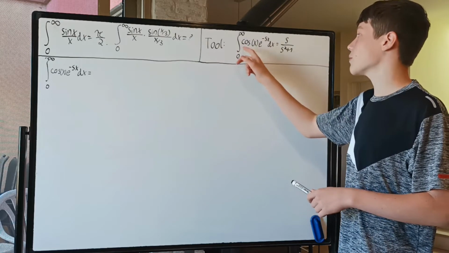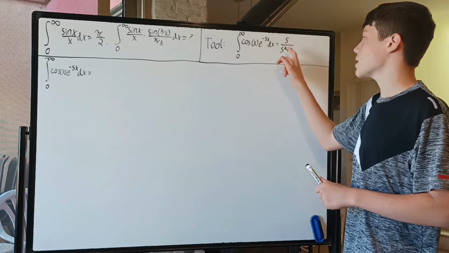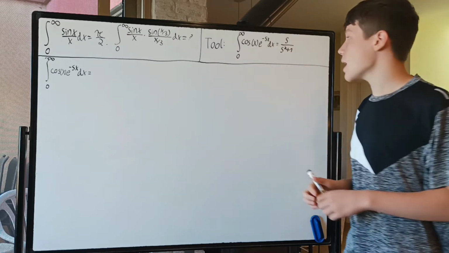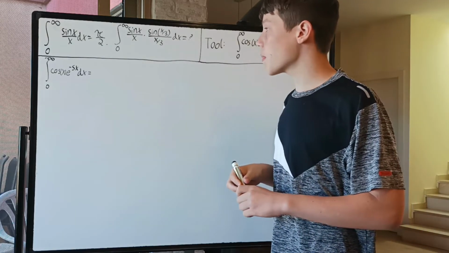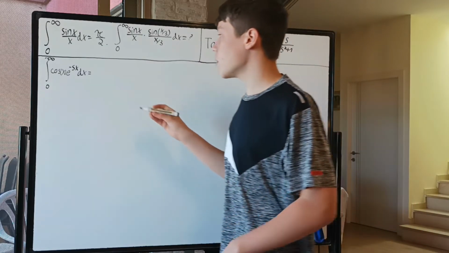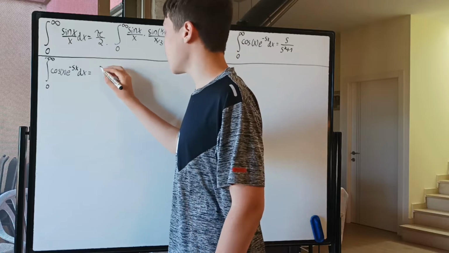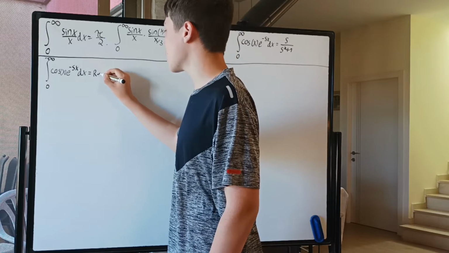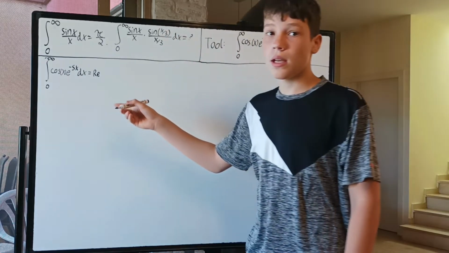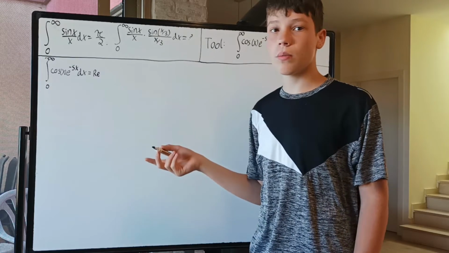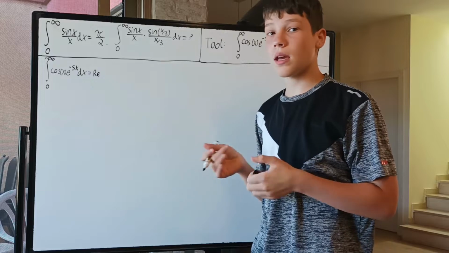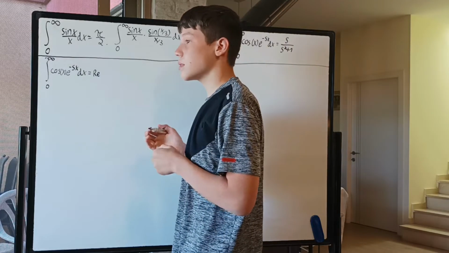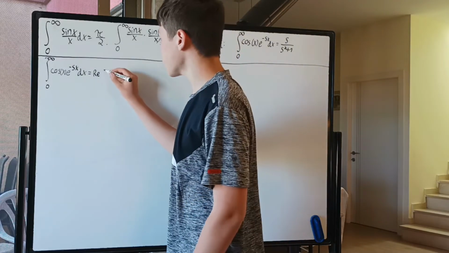The integral from 0 to infinity of cosine x e to the negative sx is s over s squared plus 1. So let's see. I'm going to do it like this. I'm going to use imaginary numbers. It's not needed to use imaginary numbers. I just think it's maybe nicer and gets the solution a bit faster.